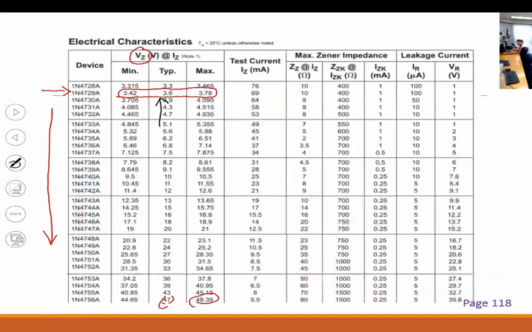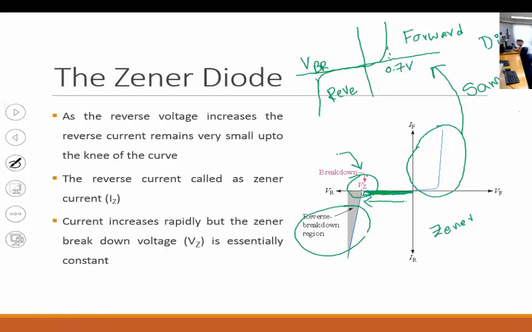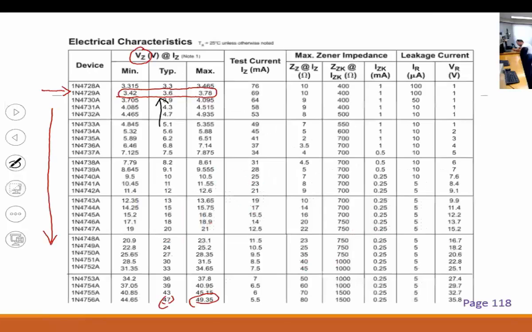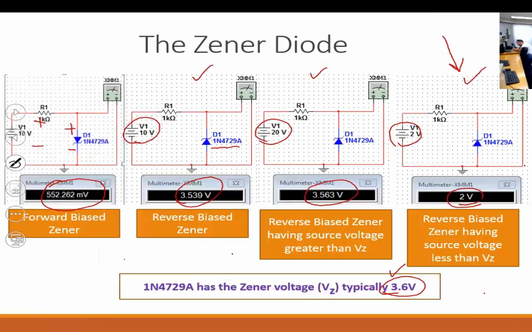Remember the characteristics. If you are below VZ, you see right here, current is very minimal, like a traditional diode too, until you hit that VZ. On this Zener, 3.6 is the typical value. So anything below this VZ, this diode will block the current like a traditional diode. But once you pass that VZ, that's where the regulating action will happen.